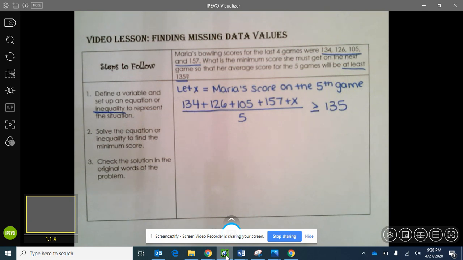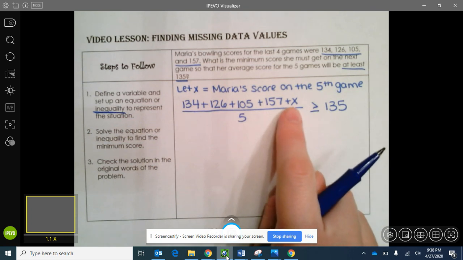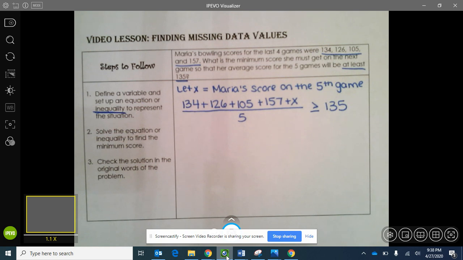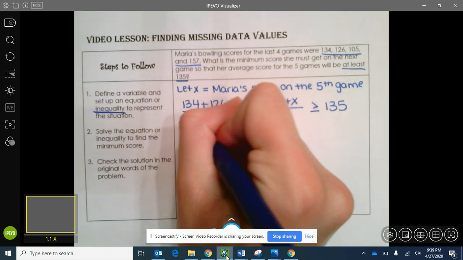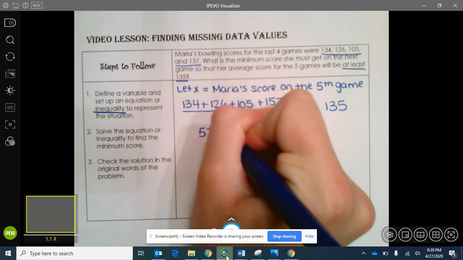So once you have this set up, you're really solving the inequality for the variable. If you think back to when we solved equations and inequalities, you want to start by combining your like terms. So you have these numbers up here that can all be combined together. Take a moment, add those together. Let's combine them. When you do so, you will get 522.